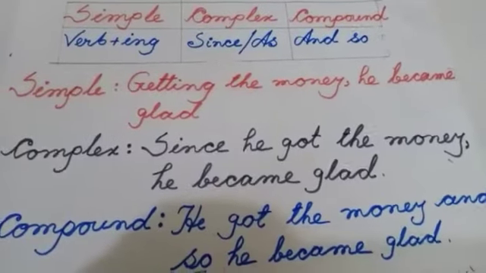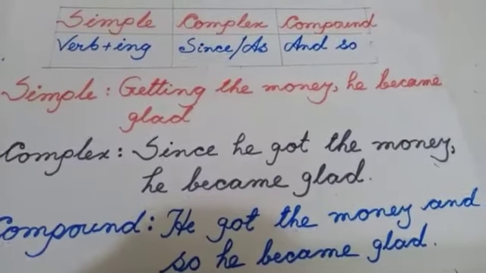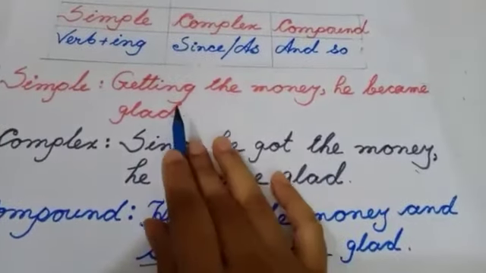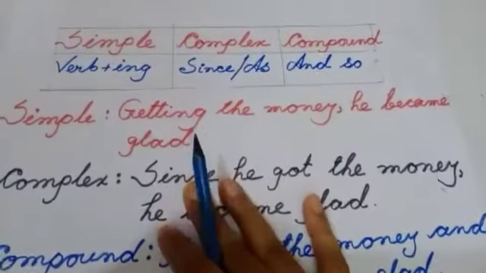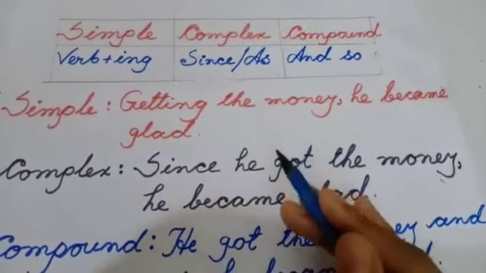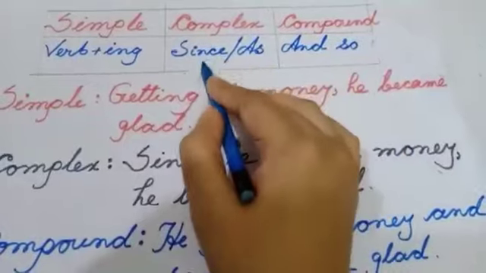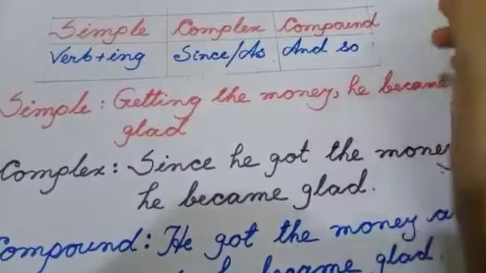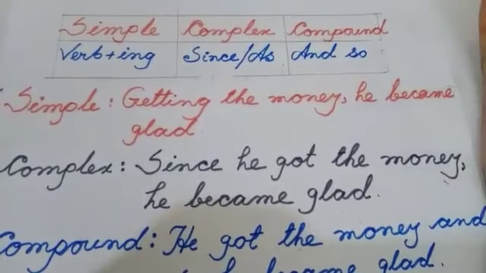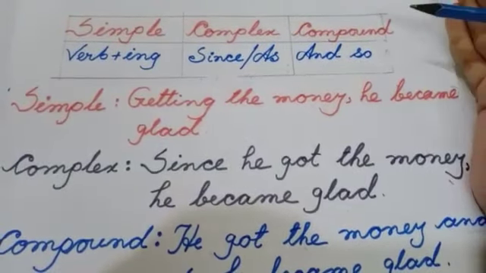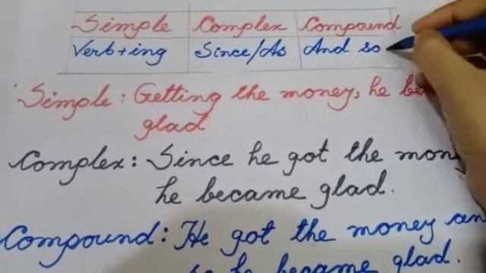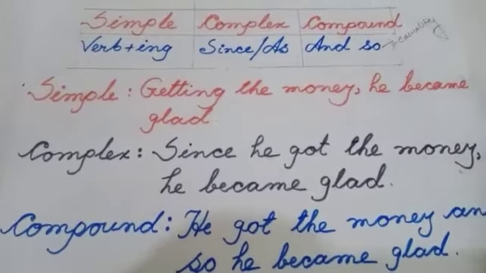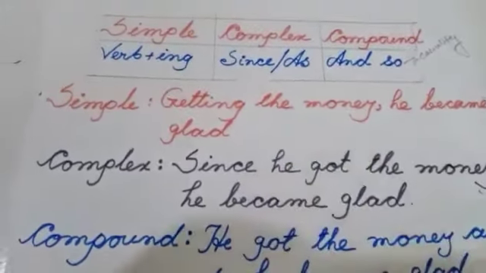Sometimes we get the ing form in the simple sentence at the very beginning of the sentence. For example, getting the money, he became glad. In this case, we have to make it complex by using since or as, and we have to make it compound by using and so. Remember, can anyone tell me what does and so mean? And so means causality. That means the reason.